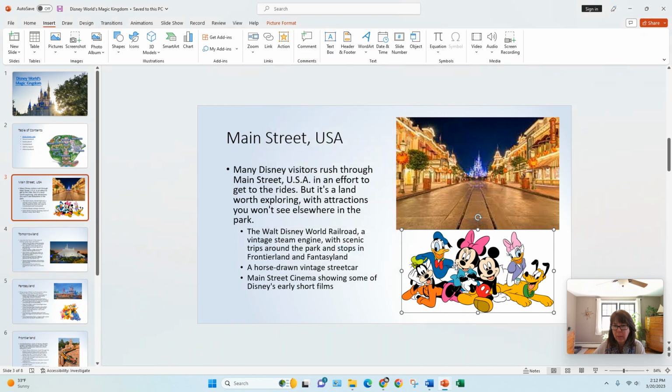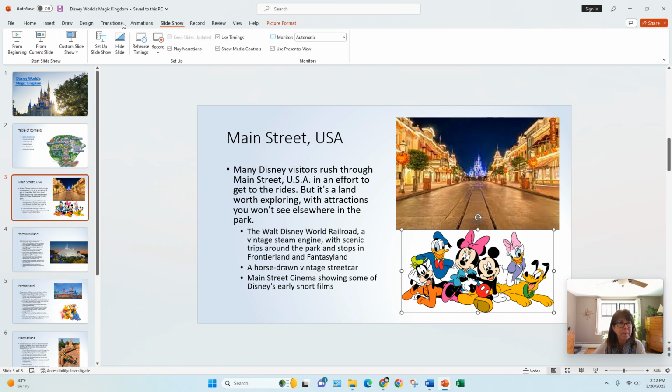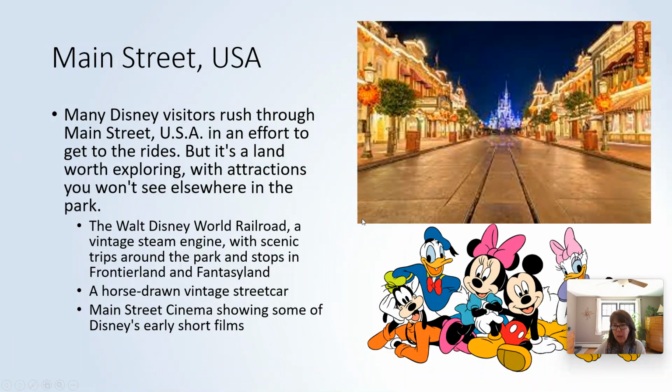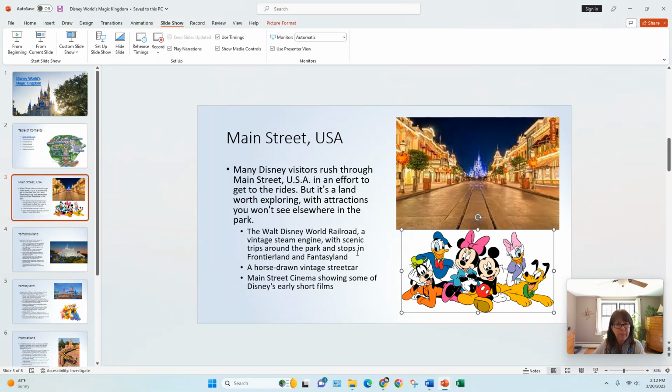and I'll hit OK. So now I'm going to run my slideshow from the current slide. And when I click on these guys, there's my drum roll. I'm going to hit escape to get out and go back.